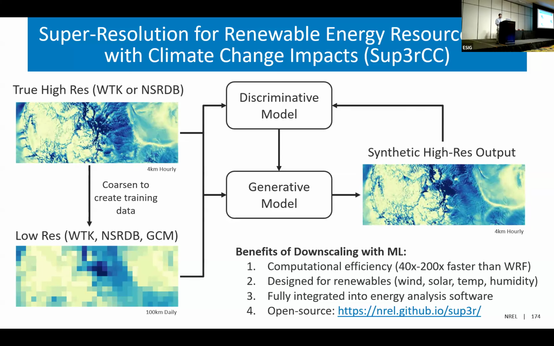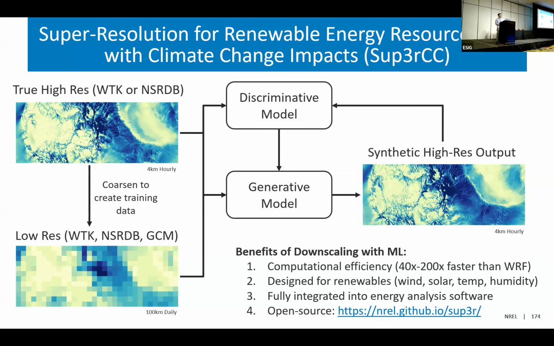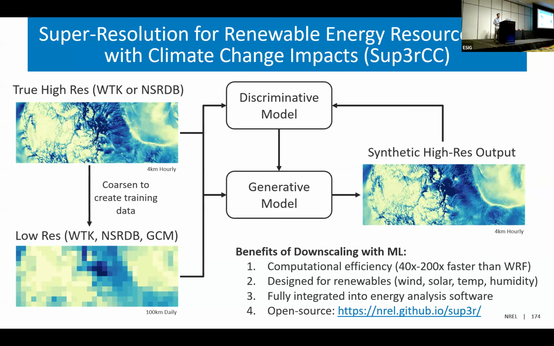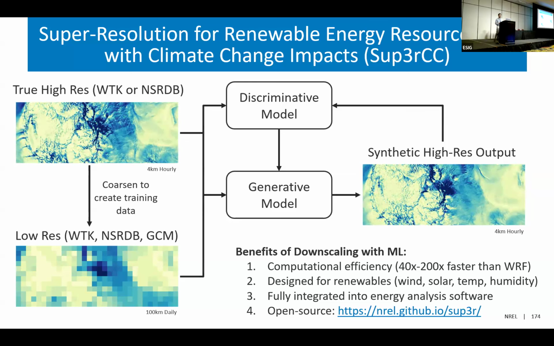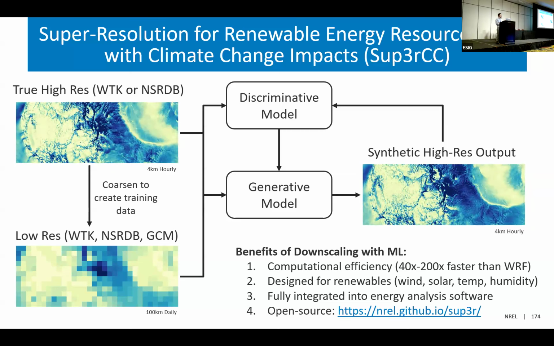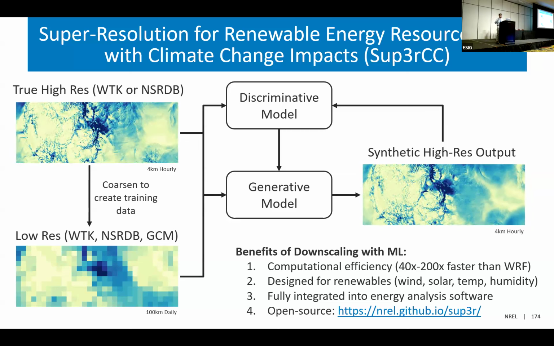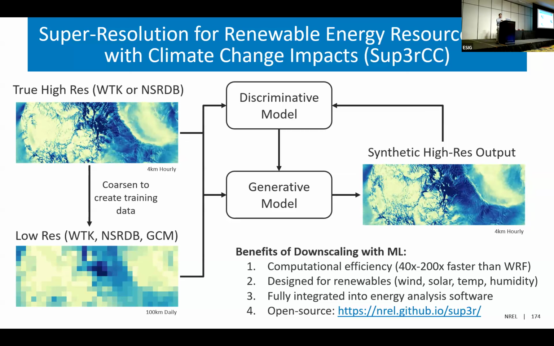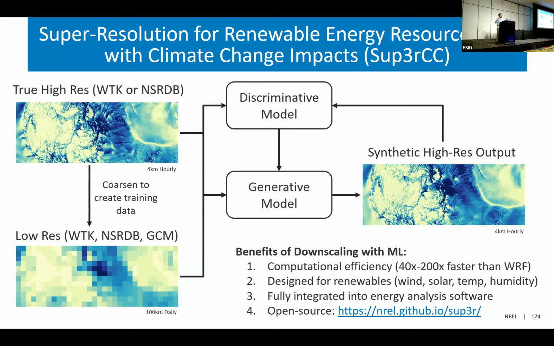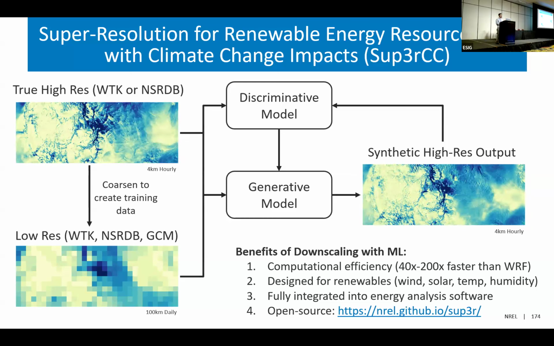So really fast. It's designed for renewables, so we've designed these models and trained them specifically for wind, solar, temperature, humidity, and we're building out a precipitation model right now. All the outputs are fully integrated into our energy analysis software, all the open source software that NREL releases. So if you go to that GitHub, it's all open source. There's instructions on how to use this data and use it in REV and other open source models at NREL.